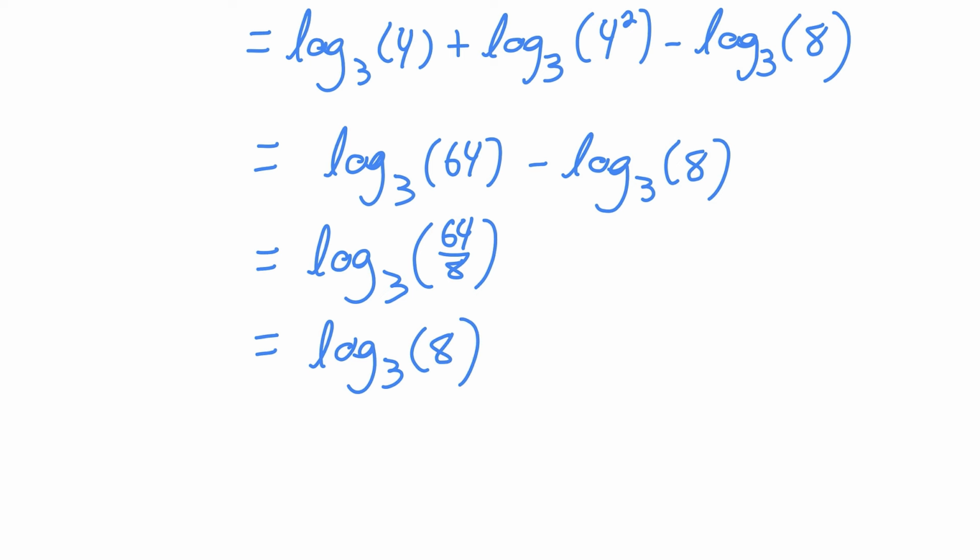And now I'm trying to figure out what exponent goes on 3 to get 8. It's going to be bigger than 1, but less than 2. You'll have to use your calculator to get an approximate value for this. And the question, remember, said to round this to 2 decimal places. That would be approximately 1.89.